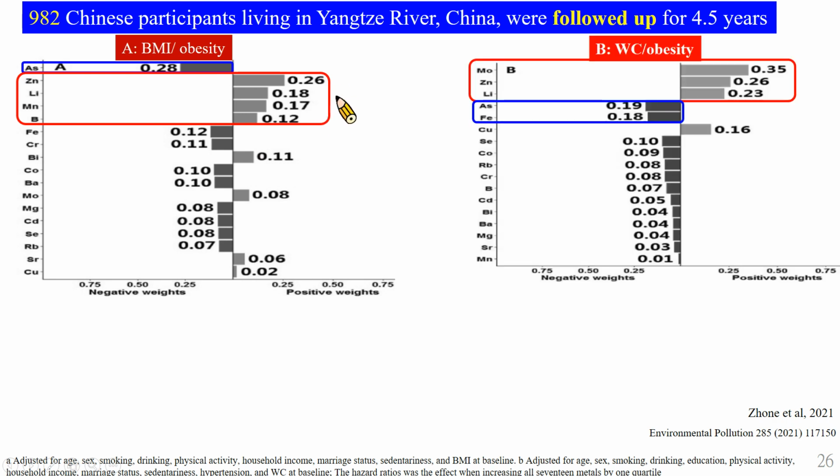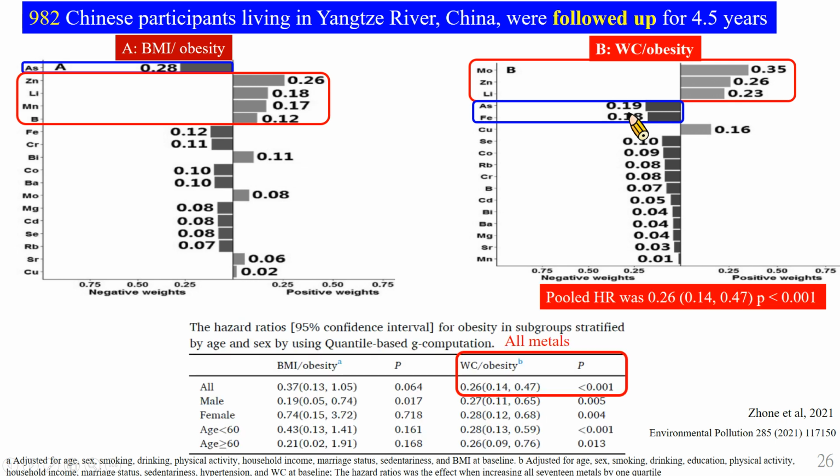But if the authors used waist circumference as the indicator of obesity, then in this case they found that exposure to molybdenum, zinc, and lithium has a positive effect on waist circumference. By contrast, arsenic and iron exposure has a negative effect on waist circumference. So overall, again, what the authors found is that the joint exposure to all metals has a positive effect on waist circumference.